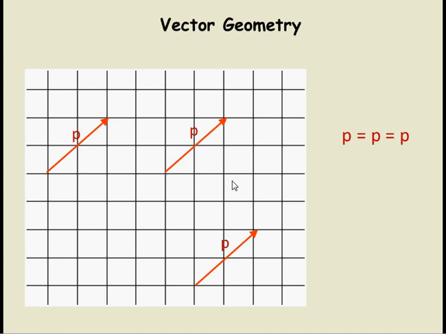Basically, really important idea. These three vectors are all p because they're the same length and the same direction, so we can designate them as the same vector. That's going to be really important in what we do. Notice it's small letter p. It's not start and finish points like AB or PQ or whatever, but small letters.